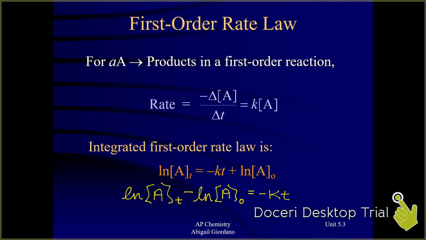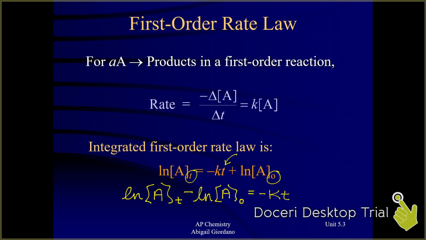So just to be clear, these ln's, that's natural log. Make sure that you know where that button is on your calculator. It's not log base 10. This is natural log. And the brackets, of course, mean molarities, concentrations. Where you have this little sub-zero, that means the initial molarity of that reactant. And where you have the subscript T, that means the molarity of reactant A after some time T has gone by. And that's what that T is right there, is time. And the lowercase k, of course, is the rate constant.